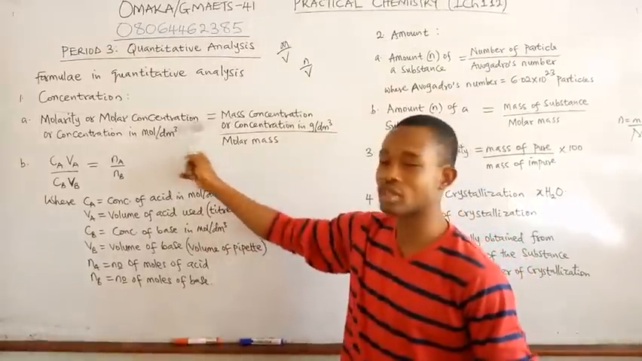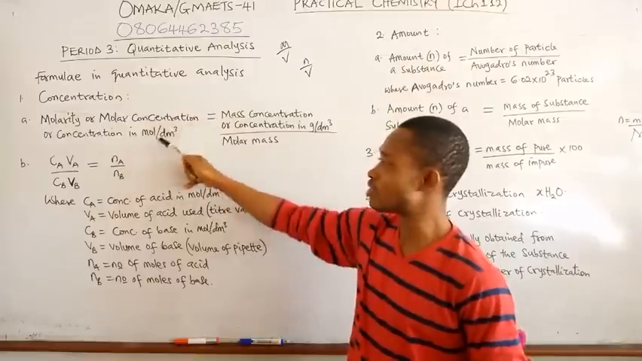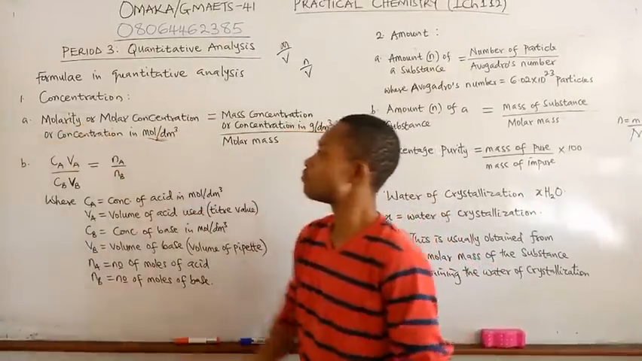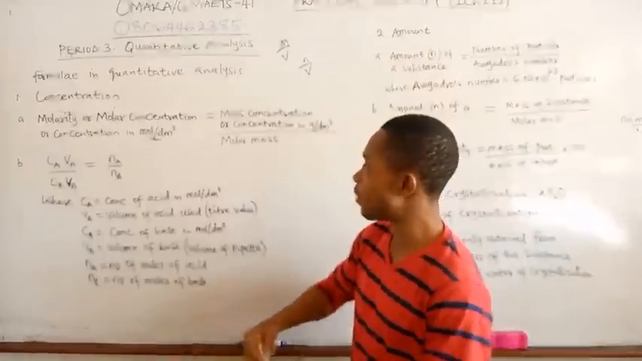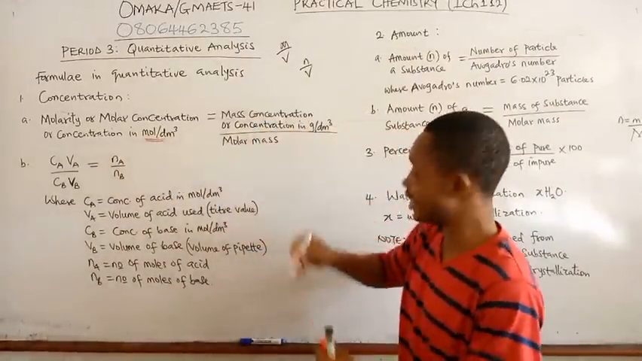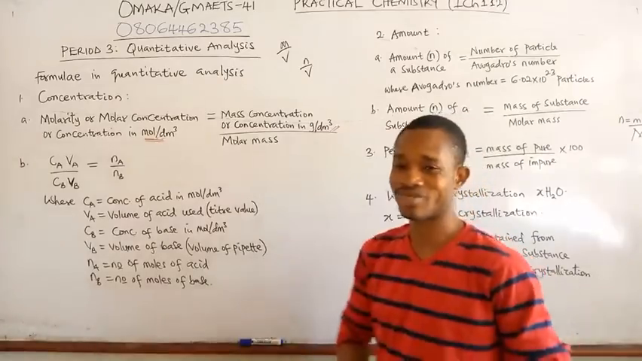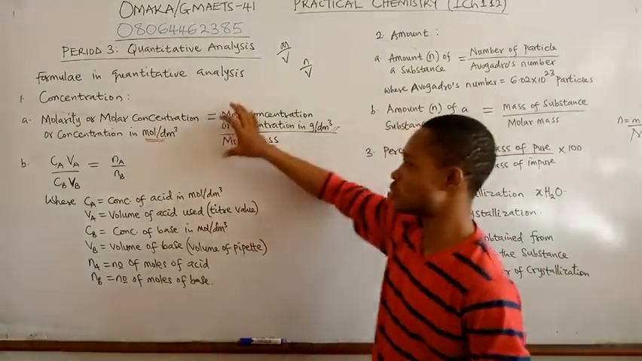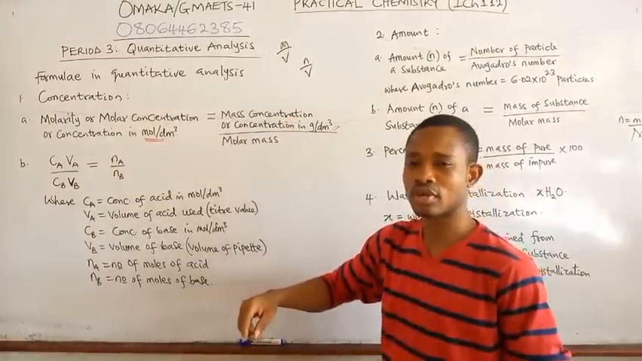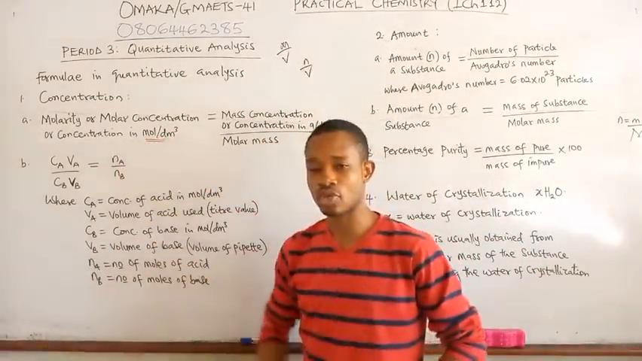Now on the board they have two formulas expressing that. This formula is very important, so go through it. It gives us the relationship between molar concentration, which is also called molarity, or concentration in mole per dm cube, and concentration in grams per dm cube. So take note, this formula is specifically used in cases where you want to get mass concentration and you know the molar concentration.